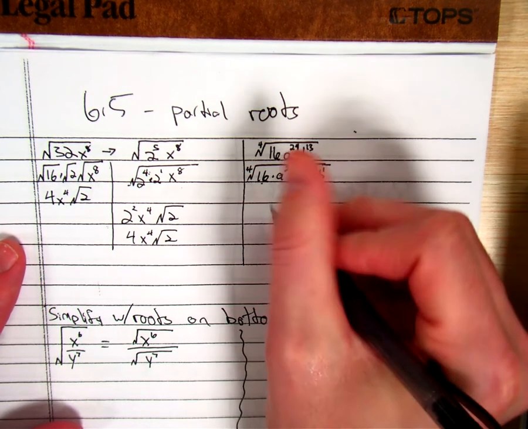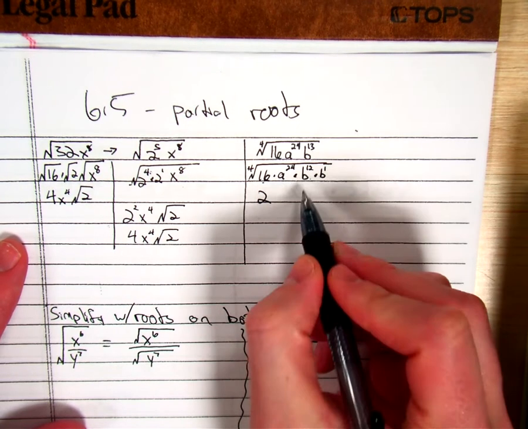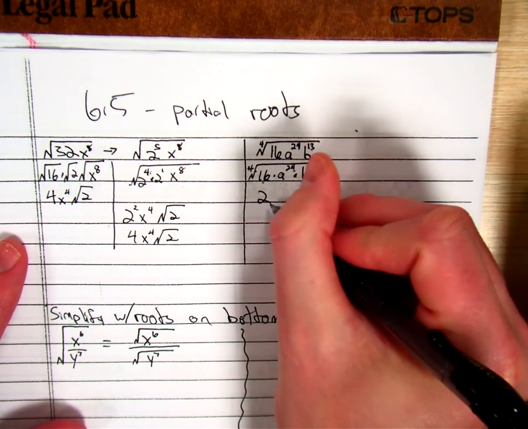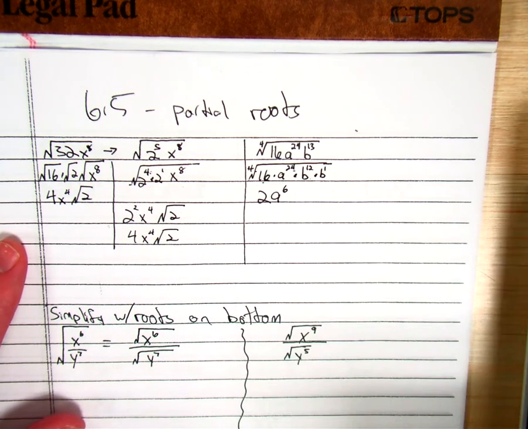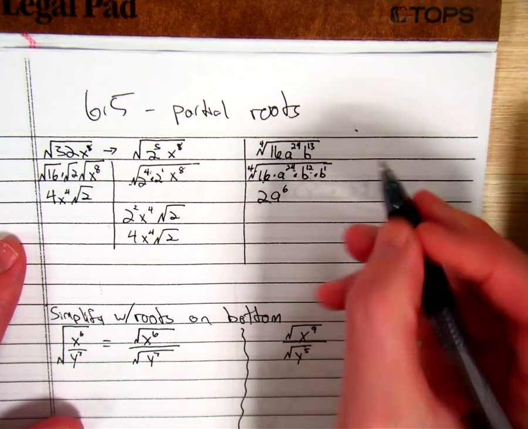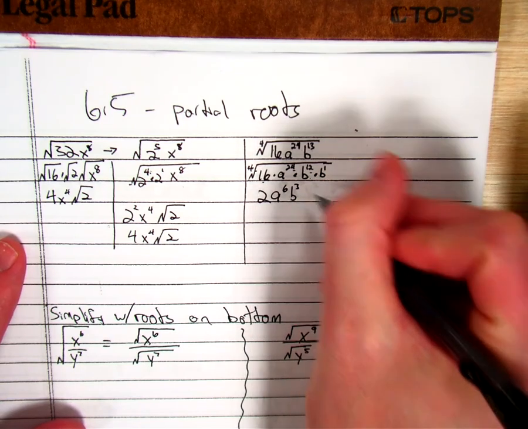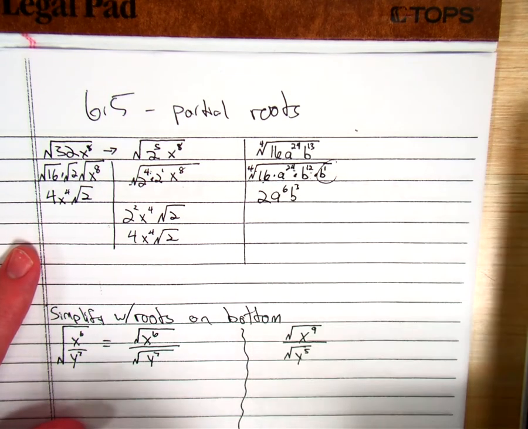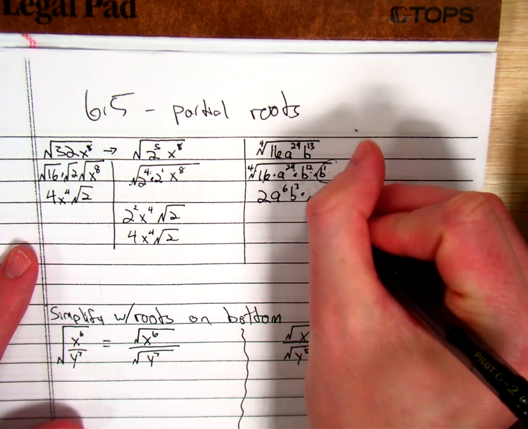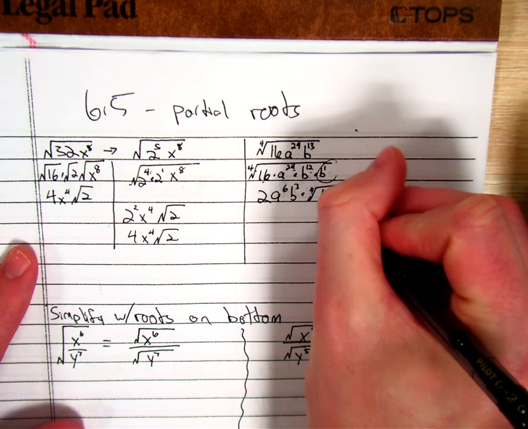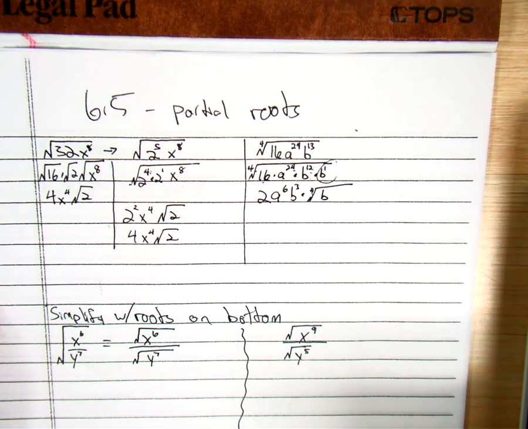4th root of 16 is 2 on the outside. 24 divided by 4, we'll have a to the 6th on the outside. 12 divided by 4, we're going to have b to the 3rd on the outside, and then we have 1 left over times the 4th root of b to the 1st left over on the inside.